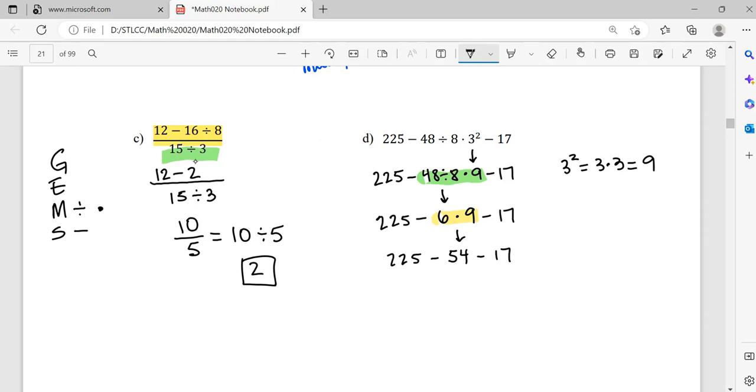Okay. So only 2 operations now, and they are subtractions. So I'm just going to go and do them. I have no decisions to make. I'm just going to do them in order. So I'm going to do 225 minus 54, and that should give me 171. So the next one is 171 minus 17, and that would be 154.